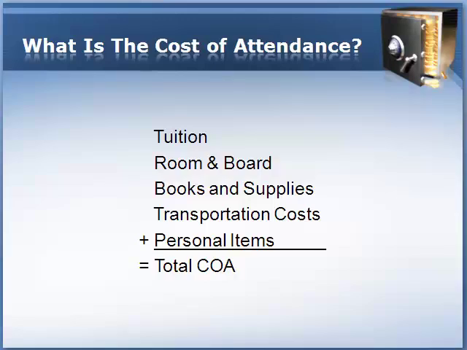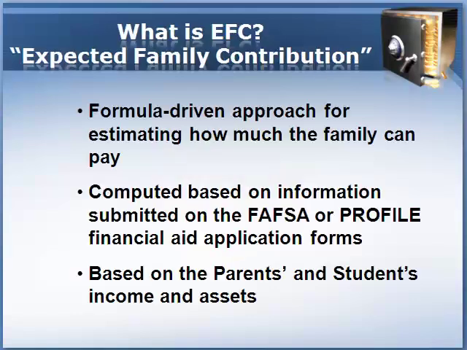What is the cost of attendance? Basically, it's tuition, room and board, books and supplies, transportation cost plus personal items. That equals your total cost of attendance. Be careful here. Not all schools are on the up and up as far as what the actual true cost of attendance is, and we do use strategies to identify that.